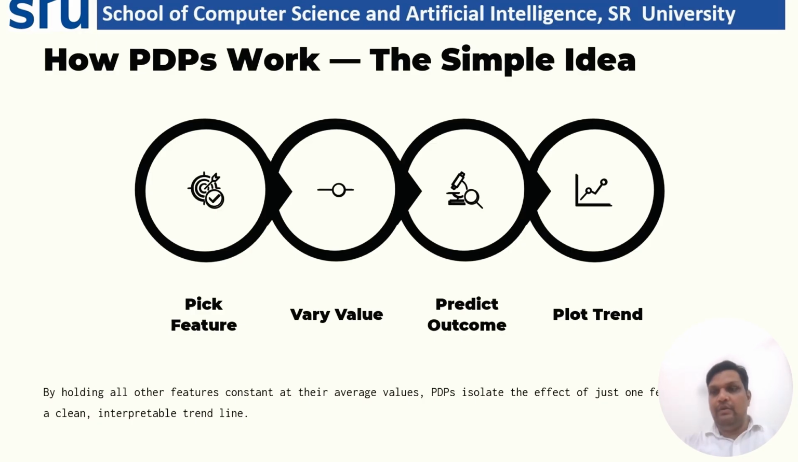How PDP works. The simple idea: pick a feature, vary the value, predict the output, plot the trend. Here is the idea: we vary one feature, keep the others constant, and observe how the prediction changes. This gives us a clean trend line, the average story of that feature.